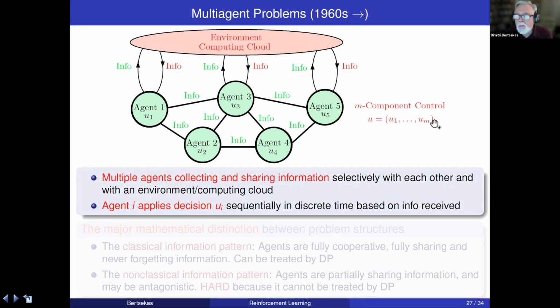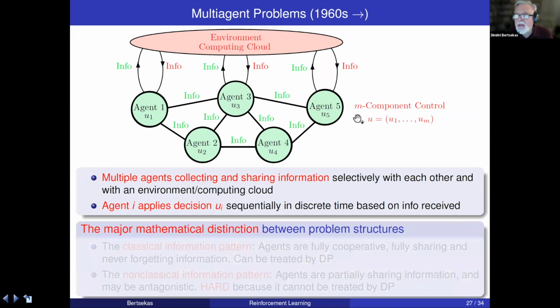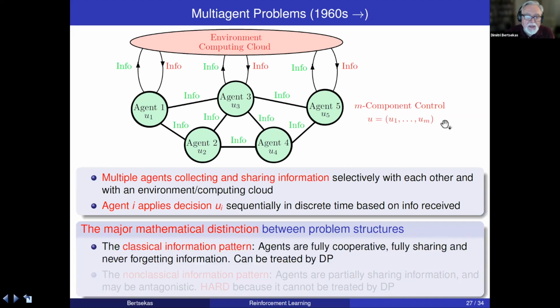Now, one important characteristic of this situation is that the control consists of multiple components. So even if each U can take only a small number of values, if M is large, the search space, the control space can be very large. There's another interesting characteristic here, which is whether the agents have the same information or whether they act with different information.